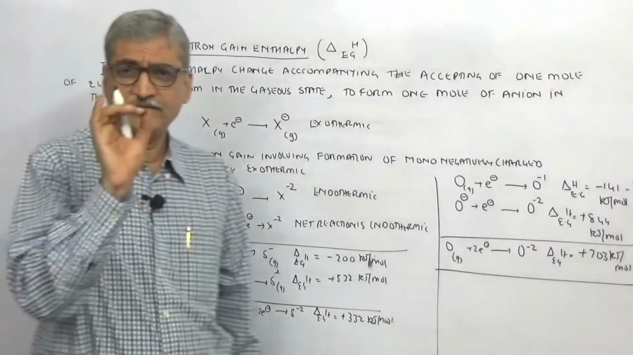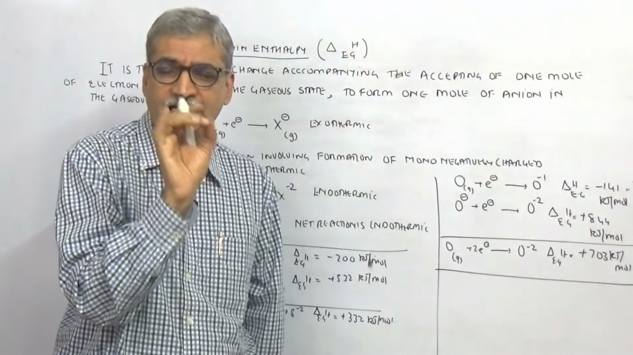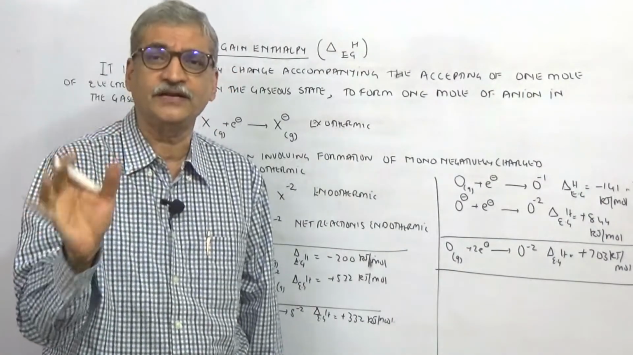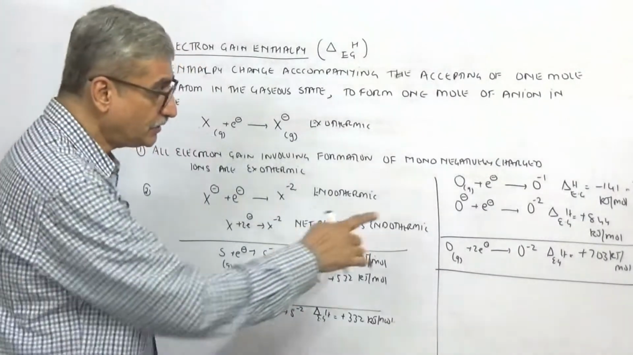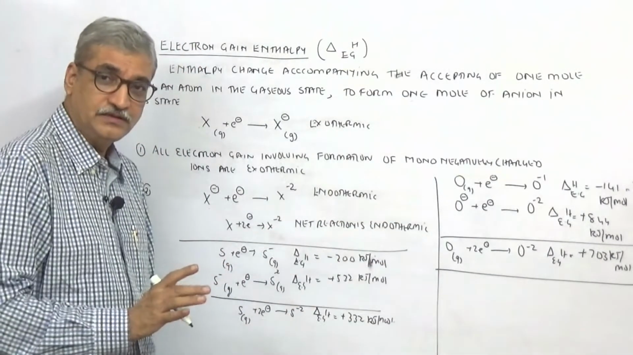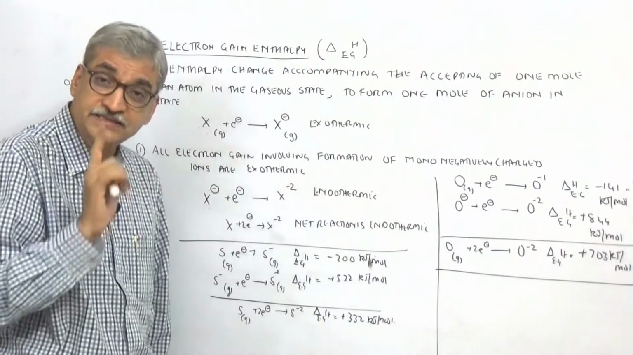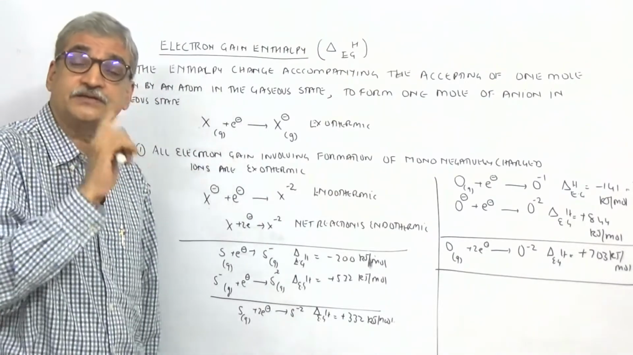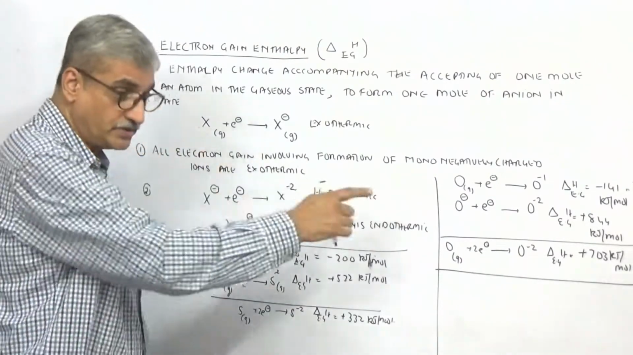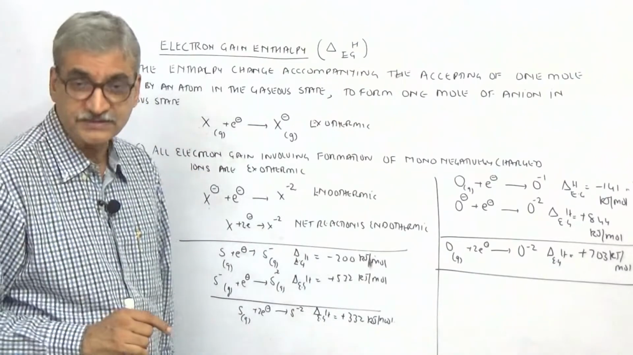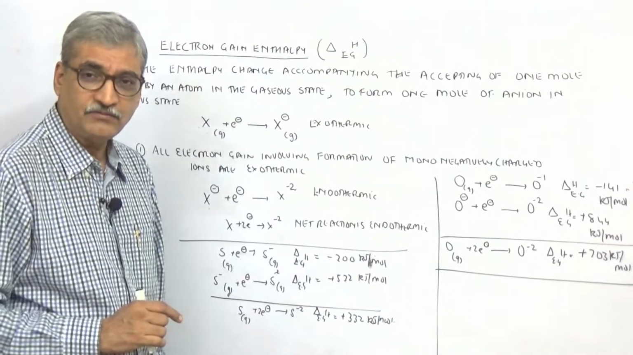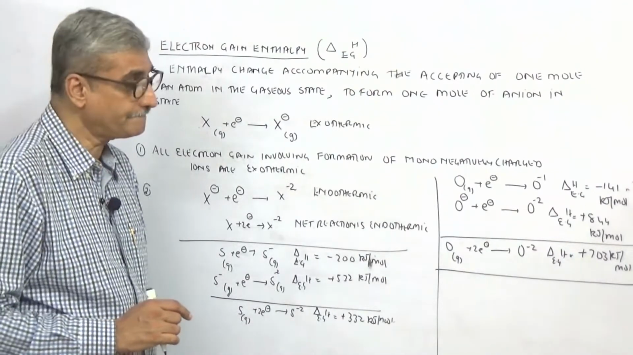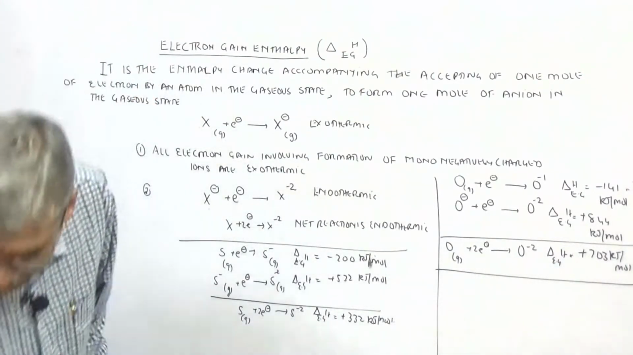Normally when a gaseous atom accepts 1 mole of electron, that value will always be exothermic. These are two exceptions to the rule because these compounds are stable. Sulfur exists as S minus 2, oxygen exists as O minus 2. Therefore, we have to discuss this. In the stable state, their electron gain enthalpy is endothermic.